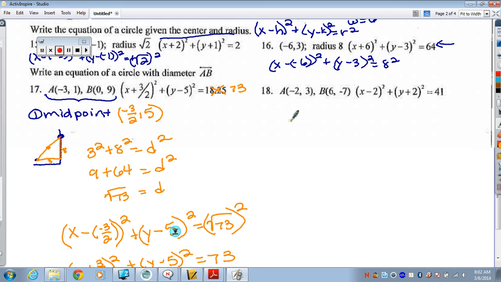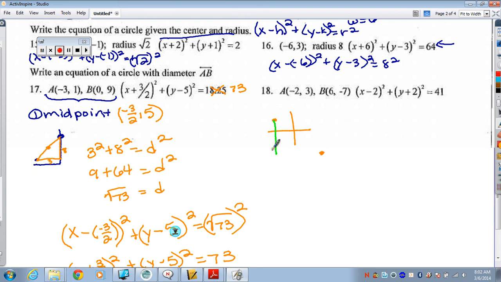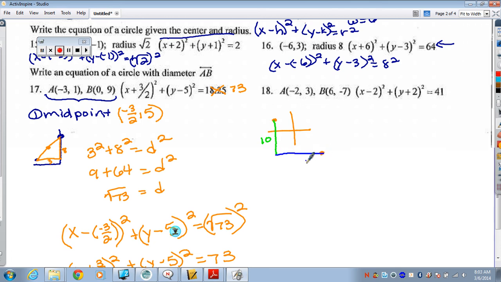This answer should be 73. Same thing over here. If I graph this, negative 2, 3 is right here, and 6, negative 7 is right here. This distance right here is 10. This distance right here is 8. Using the Pythagorean theorem, 8 squared plus 10 squared equals the diameter squared. That's going to be 164 equals d squared. D equals the square root of 164. All right, I did something wrong over here. We're going to have to go back and figure that one out.